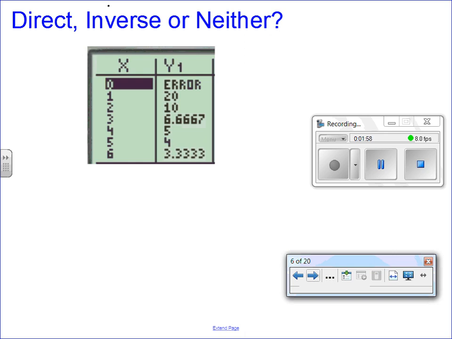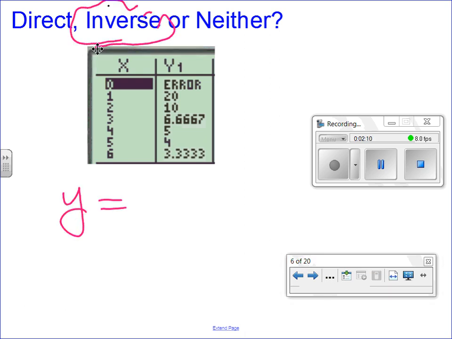So what is 1 times 20? 2 times 10? 3 times 6.6? 4 times 5? 5 times 4? So then we're going to go with yes, inverse. Now for fun, for one ticket, can you tell me what the equation of the inverse variation is with the constant in it?